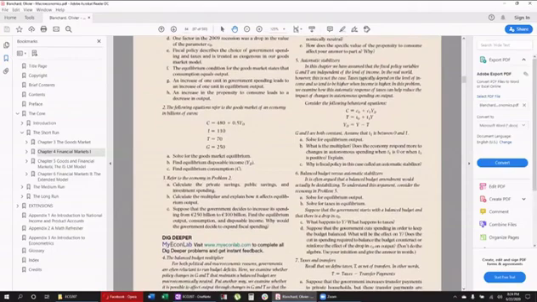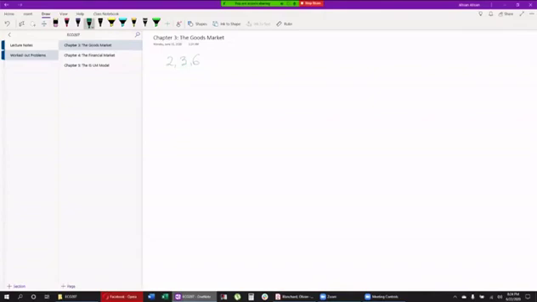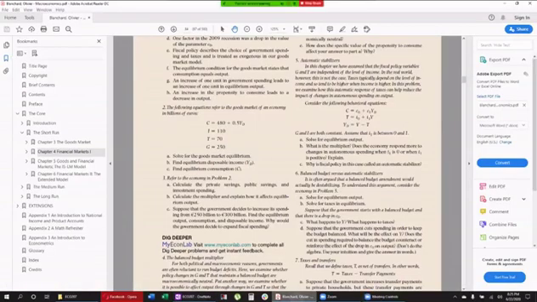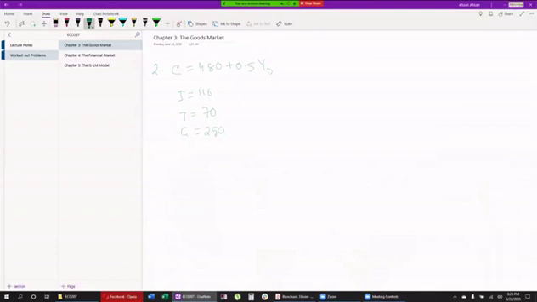As you can see, the consumption, the investment, tax, and government expenditure is given, and we have to solve for the goods market equilibrium. So we're starting with number 2. What we know is that consumption is equal to 480 plus 0.5 YD. Investment is 110, tax is 70, and G is 250. All right, so that is everything we need to know, and we need to find the goods market equilibrium.